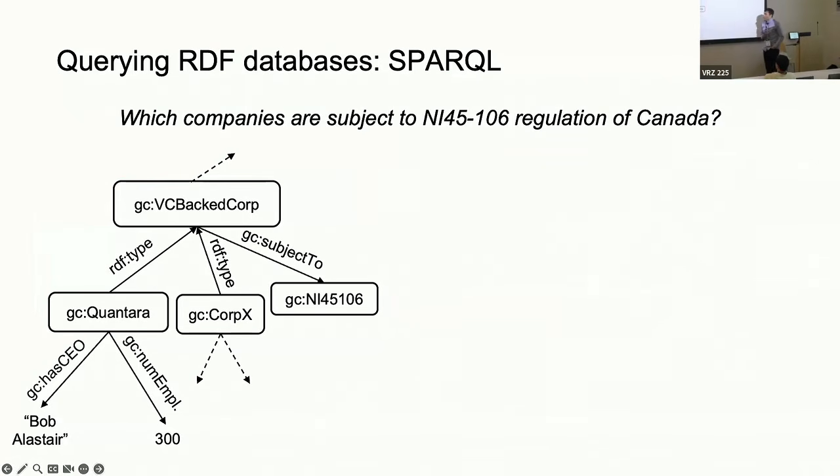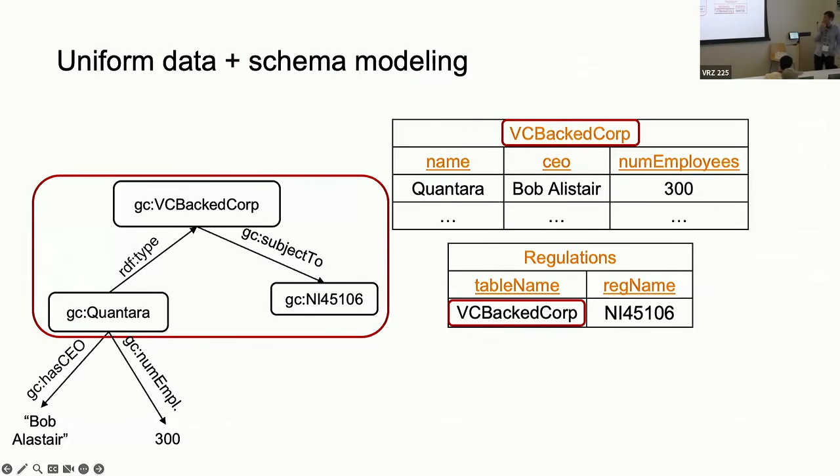All right, so how do you query this? Let's ask this question. In a prior example, why couldn't we just put VC-backed corp as a company type as one of the attributes, and then just not call the table VC-backed corp? You could, you'd have to do something like that, and you're right. You can have different ways of modeling.